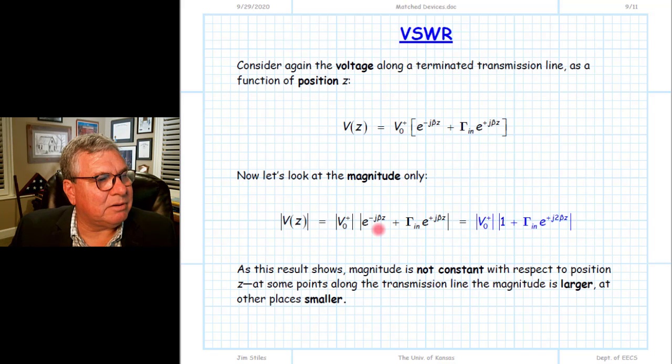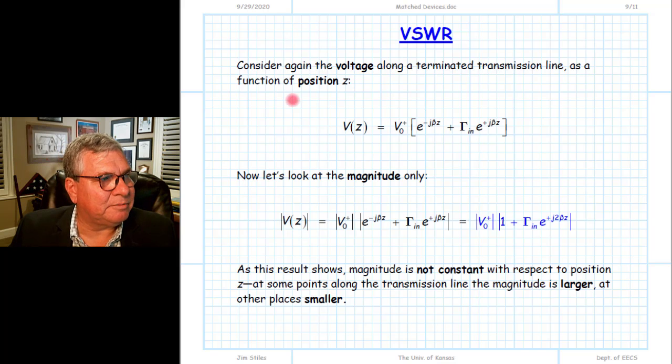I've gone through here and multiplied this whole thing by e to the plus j beta z, and we can rearrange it in this form, and notice there's a 2 right there. This first term then doesn't change as a function of position, but the second one does. And so we see that the magnitude of our total voltage is not a constant with respect to position.